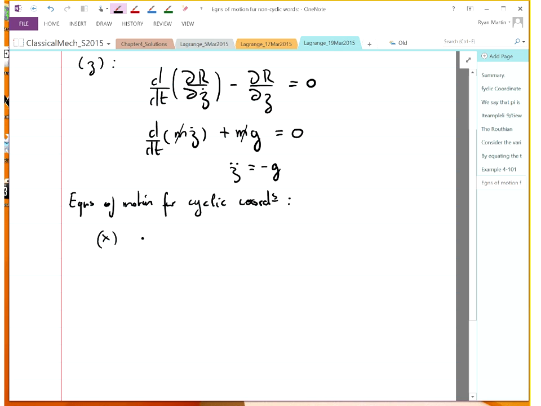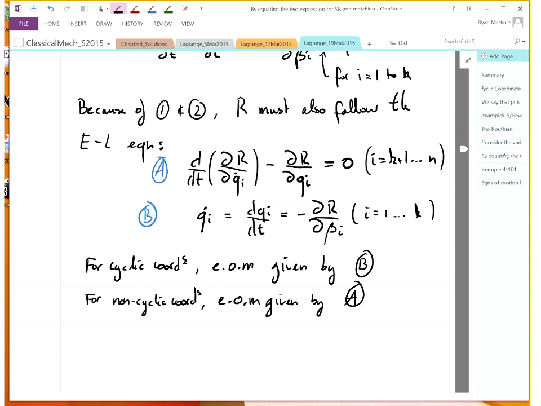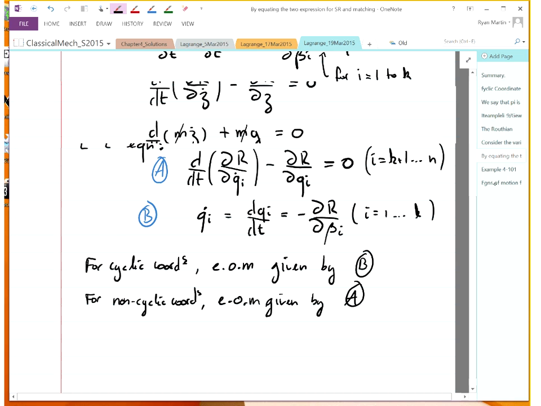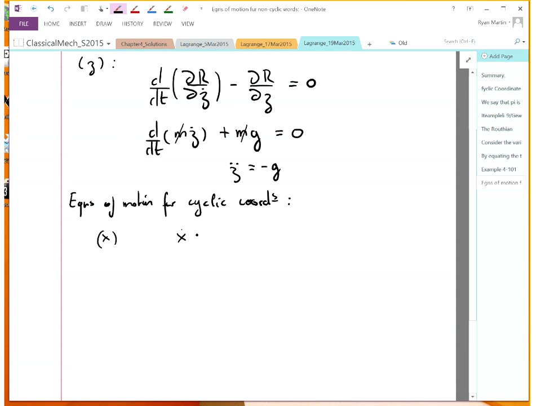So let's start with x. So how do we do it? Well, we have to apply equation B. Equation B tells us that our cyclic coordinate dot is equal to minus ∂R by the corresponding beta. So x dot is equal to minus ∂R by ∂beta x.